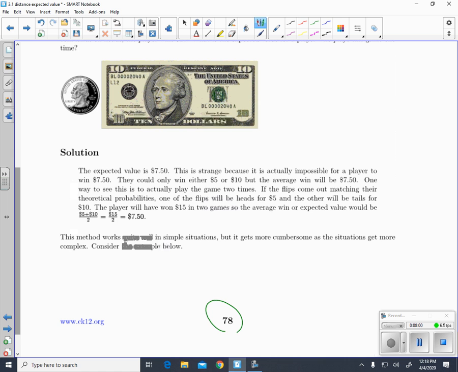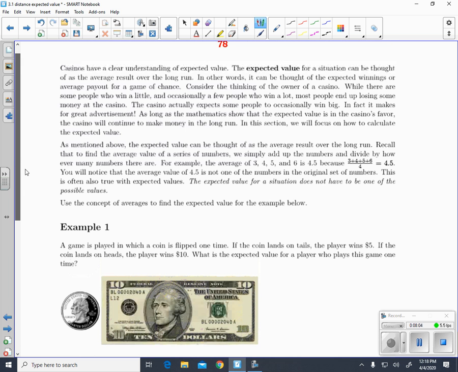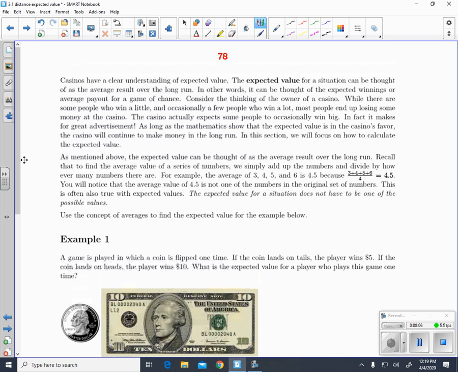So maybe the most important part of the lesson is the definition of expected value. You can see it's on page 78 right here in the online text. I'm just going to highlight it here as I do the presentation. It says the expected value for a situation can be thought of as the average result over the long run. The average result over the long run. So that's our definition for expected value, the average result over the long run.